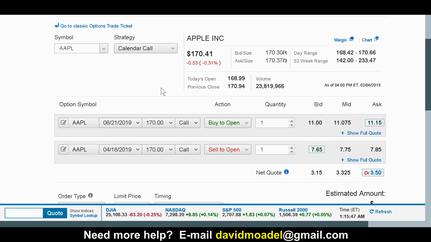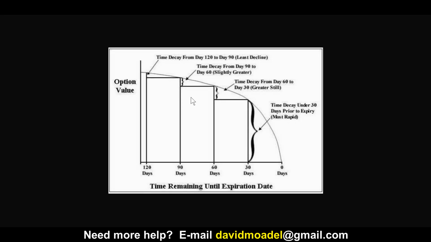Again, you're making quite an assumption here, though. You're assuming Apple just goes sideways, stays at the money for 2 months. That's not necessarily going to happen. If you believe Apple's a good company, then Apple could easily just go up, or it could tank, could go down before the short call expires. All right, but you're hoping, ideally, that it goes sideways. The underlying goes sideways until the short option expires, and then you could sell, hopefully, the long option for a profit, for more than what you paid for the spread. That's the idea. So you're basically capturing the difference between this and this.